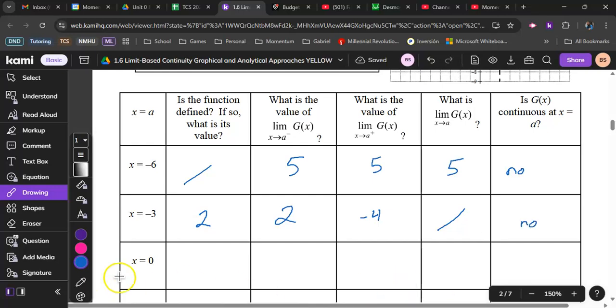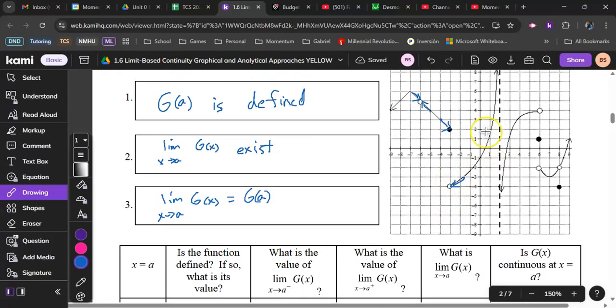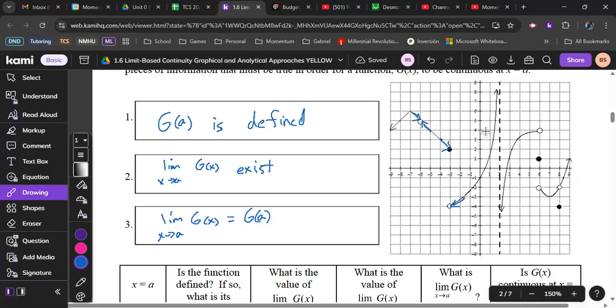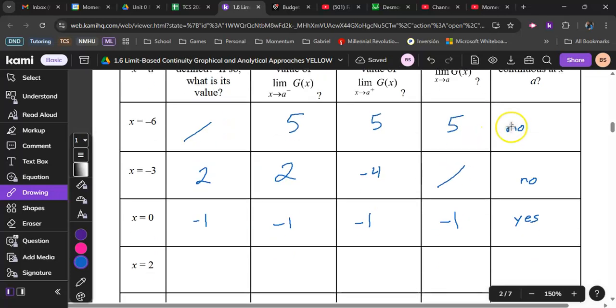All right, our next one, we're going to check out 0. X equals 0. Let's do them all at once. You ready? The value, negative 1. From the left-hand side, negative 1. From the right-hand side, negative 1. So if the left and right side are the same, that means the limit exists. If all of these are the exact same thing, it's continuous. The answer is yes, it is.